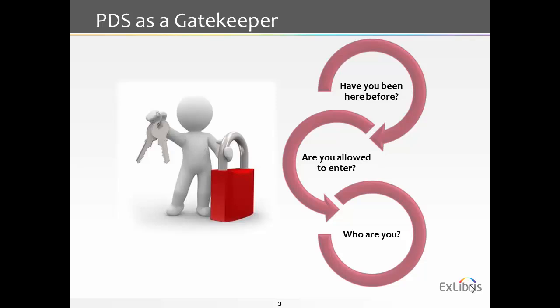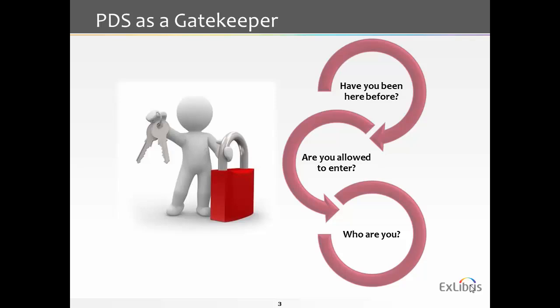What does it mean? It means that if the user already signed in from a different system or from a different Ex Libris application, it shouldn't have to sign in again. But if the user did not sign in yet, PDS will ask them if they are even allowed to enter, which is basically the authentication. PDS is able to perform authentication via different systems. We'll speak about that later.